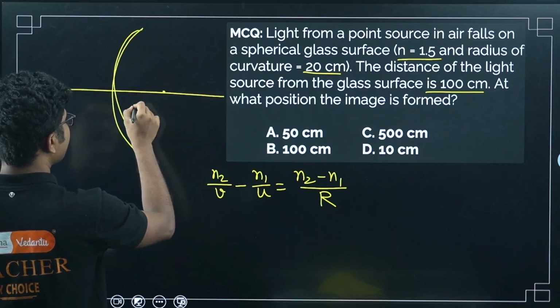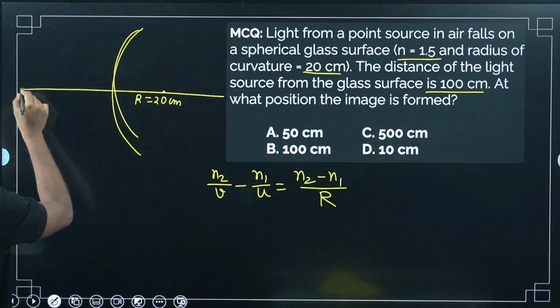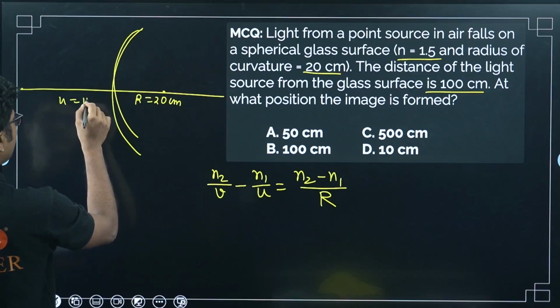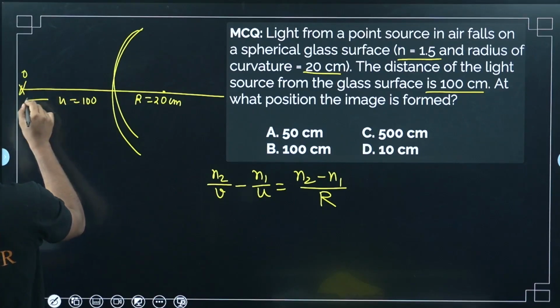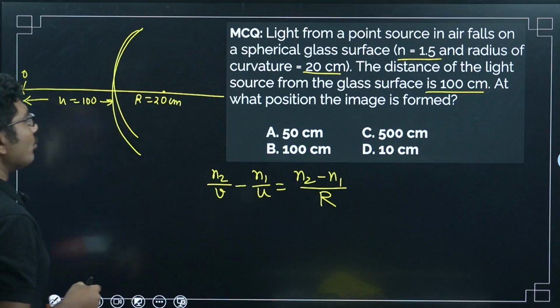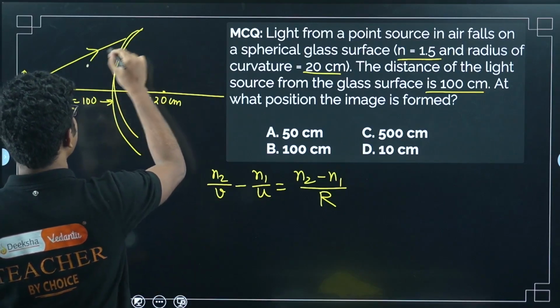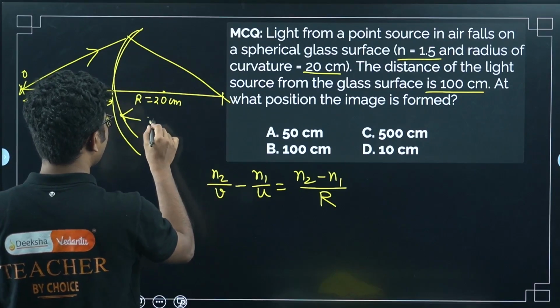Spherical surface, radius of curvature is 20 centimeter and object is located somewhere here. U is equal to 100. Okay, this is the object. Right, now we have to find the location of the image. So ray of light is passing here, it is coming through here. Suppose this is the V, we are trying to find the V.